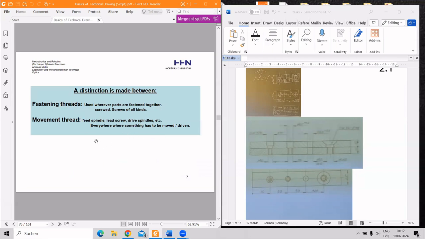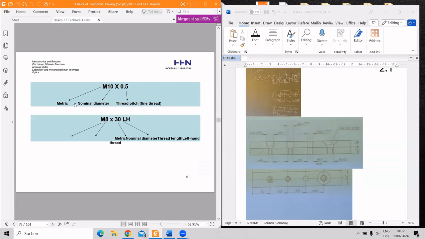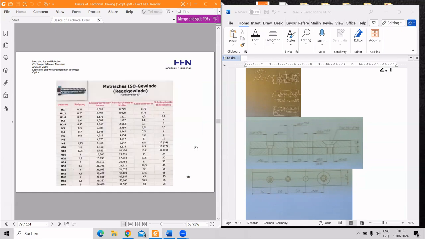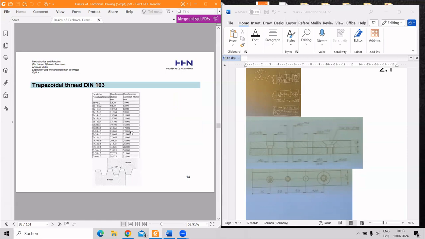So here are some types of threads. This definition means M8 times 14. M is just the metric thread, 8 is the nominal diameter, and here's the thread length. If it's 0.5, it's the thread pitch, also called fine thread. If it's written like 30 LH, it is the thread length, left hand thread. Tables can all be found in the table book.